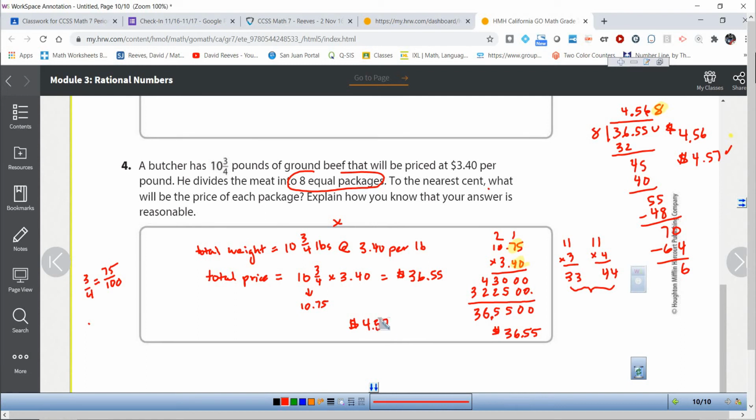All right? And again, if we just estimate, right, 4 times 8 would be 32, which would be too small. 5 times 8 would be 40, which would be too big. So it's between 4 times 8 and 5 times 8. So that answer makes sense. It's reasonable. It has to be between those two because it's 8 pounds, and $4.57 is a reasonable price for that.